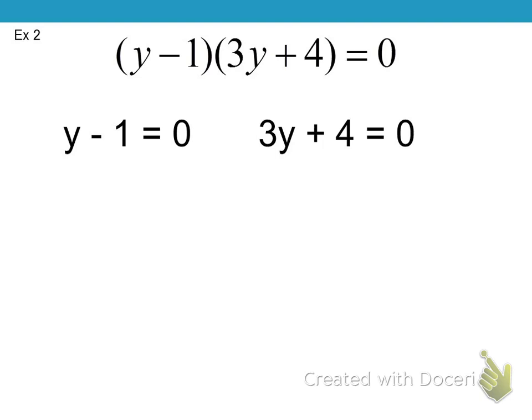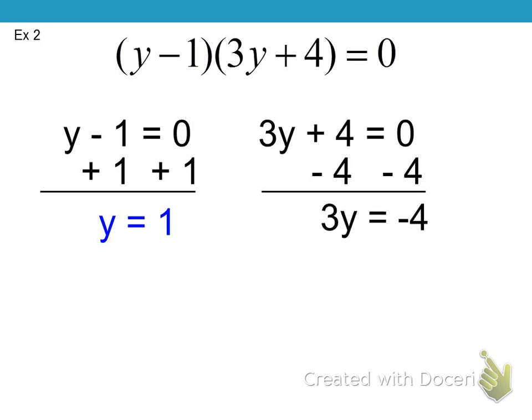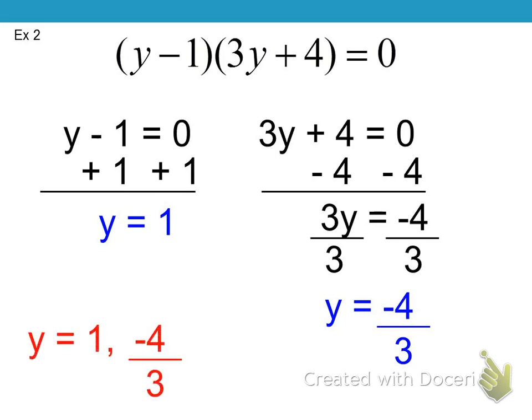3y plus 4 equals 0. All right, that first one we just add 1 to both sides. We get y equals 1. For the second, subtract 4 from both sides and divide by 3. Very good. So our 2 solutions here are positive 1 and negative 4/3. What are your questions?